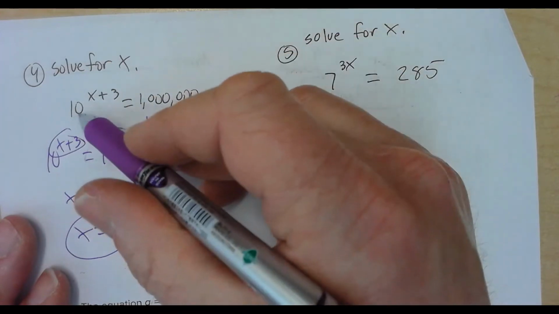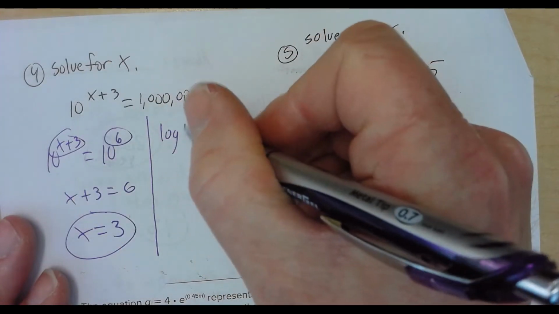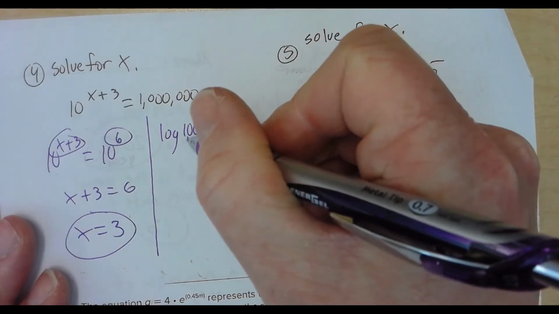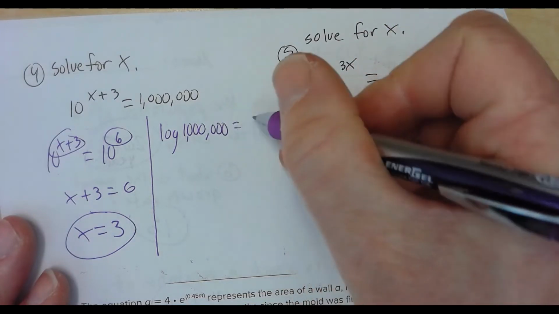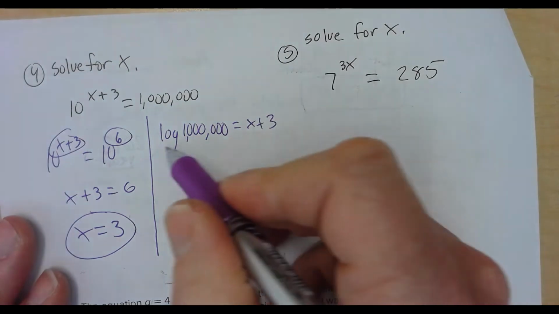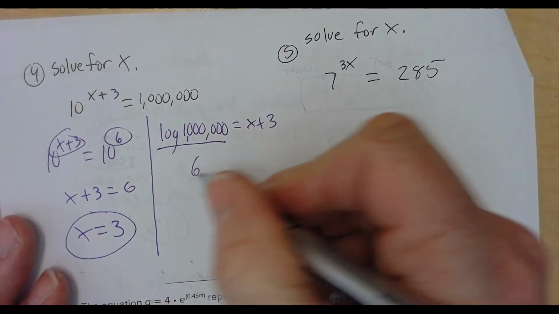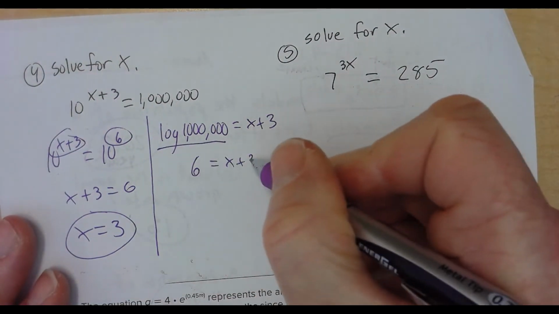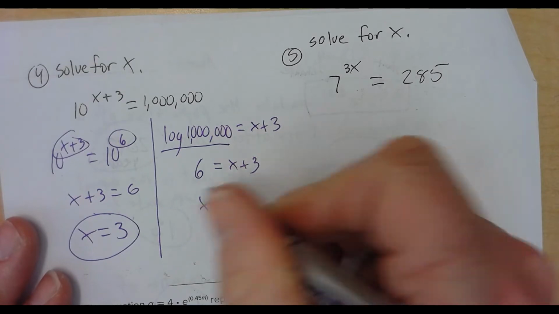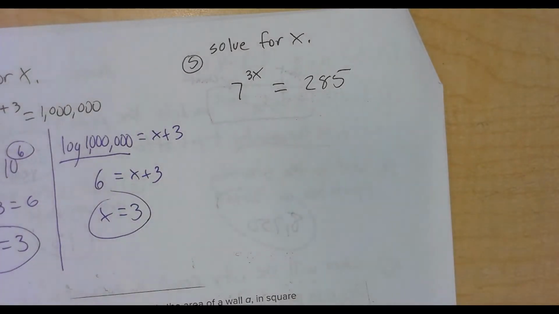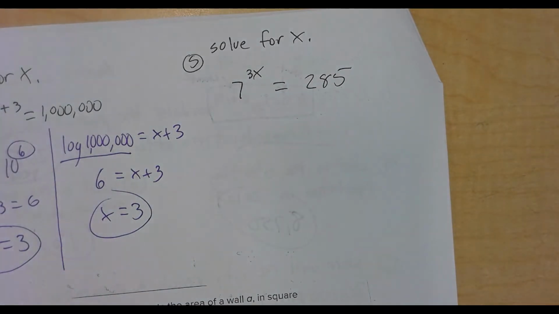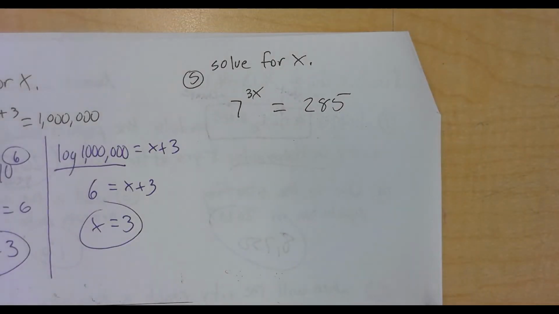So it's log base 10, so it'll be log of a million. Put some commas in there so I don't get too few or too many zeros, is equal to the exponent, x plus 3. When you type that in the calculator, you will get 6, and then x plus 3, and then of course x is 3. So you can look at it either way. Now this one here is going to have a decimal answer to it, just because the numbers don't match up. Like that matched to that really nice, so it had a nice answer.